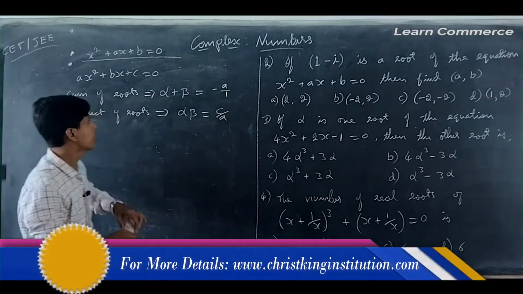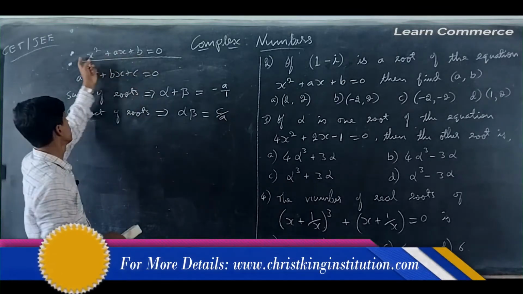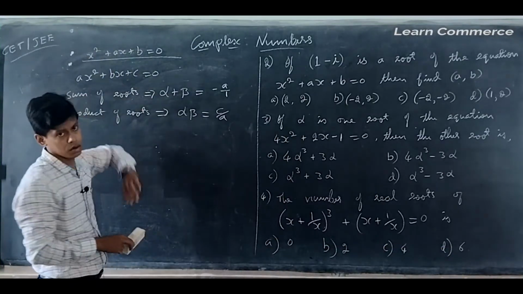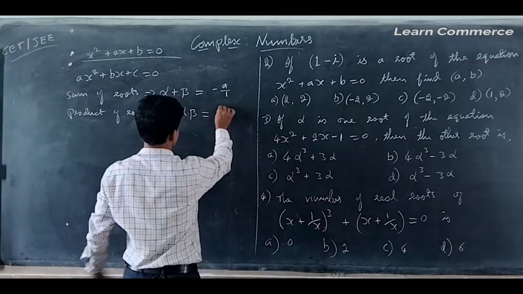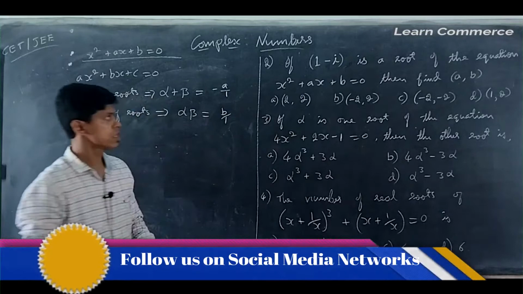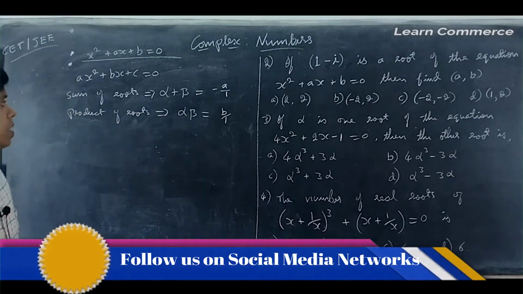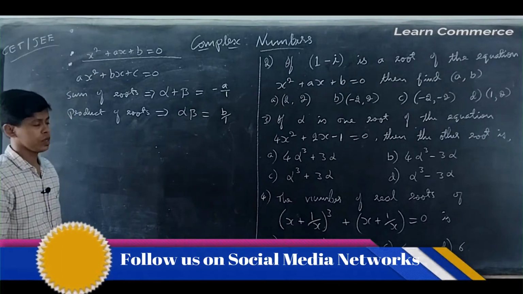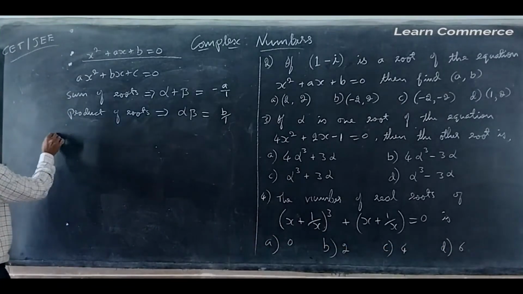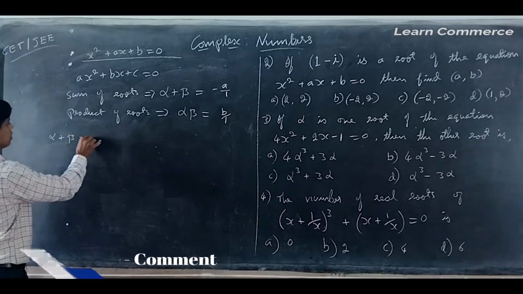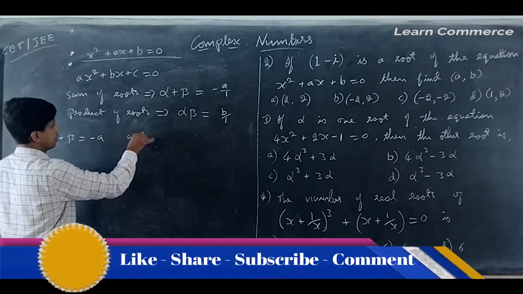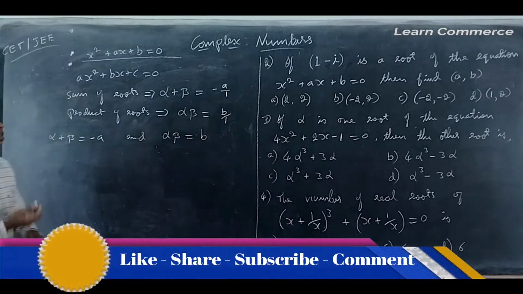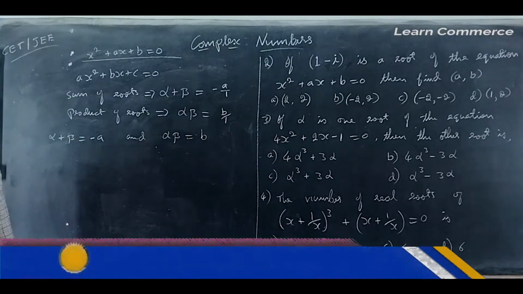And what will be c by a? In place of c, what do you have? b. In place of a, you have 1. Therefore c by a will be b by 1. I hope you understood this. Now what do you need to find? The values of a and b. So alpha plus beta is minus a and alpha beta is b. These are the two things I have now.